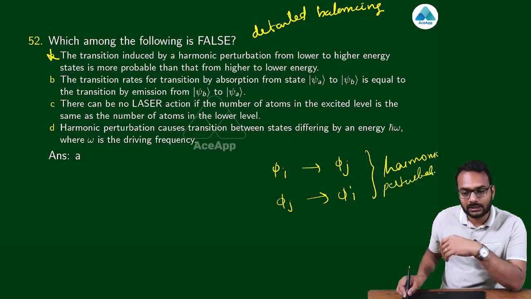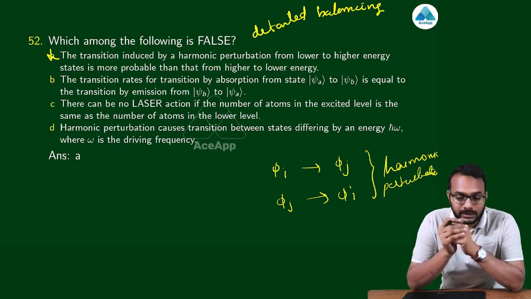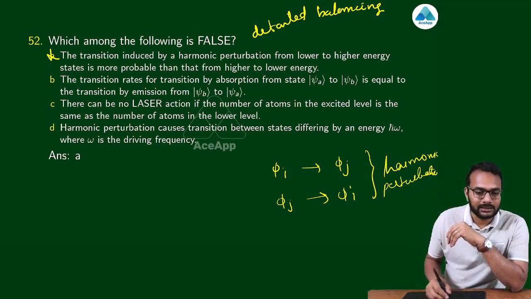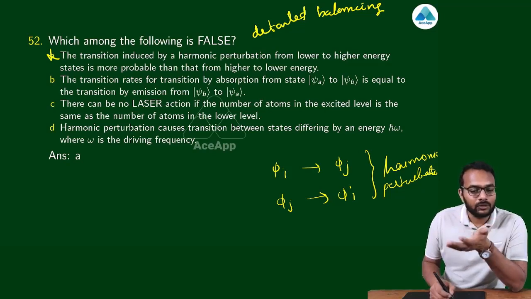This is called detailed balancing, the principle of detailed balancing. അല്ലേ, ഇന്ന് നമ്മൾ detailed balancing നു പറഞ്ഞു. So clearly option A is false, okay, but let's look also at the true statements.